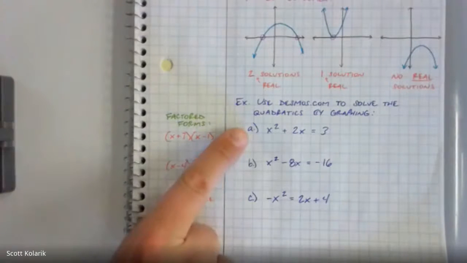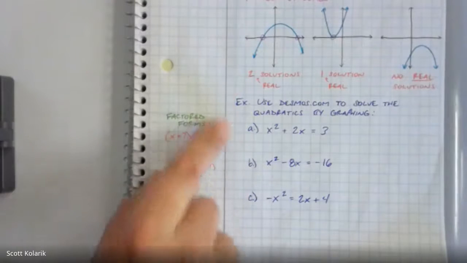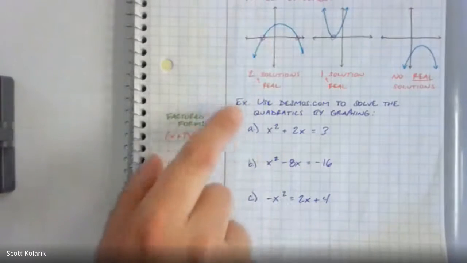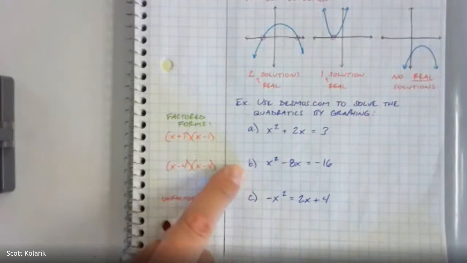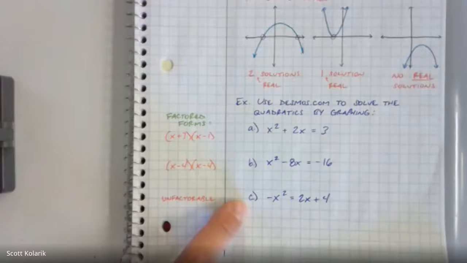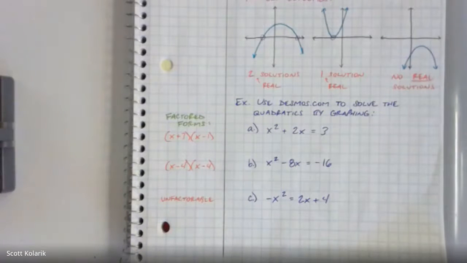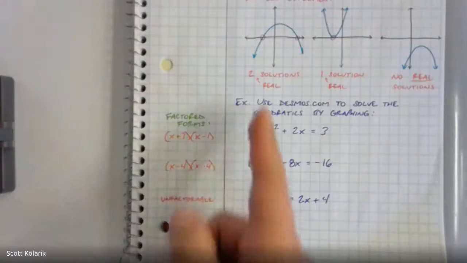I'll tell you right now that part A is going to have 2 solutions. So it'll look something like that, or at least have 2 intersection points like that one. This one will only have 1, like that one, and this one will have none. Now, just looking at these equations, you guys don't know yet how to interpret the equation to just figure out how many solutions there are.